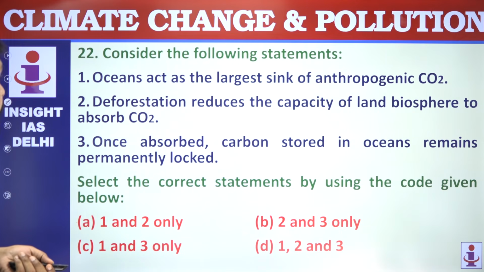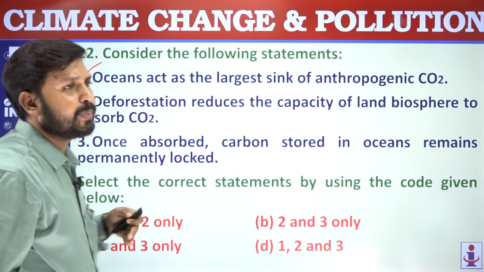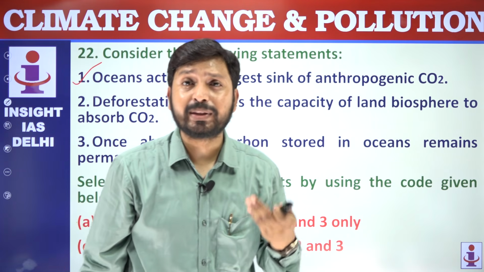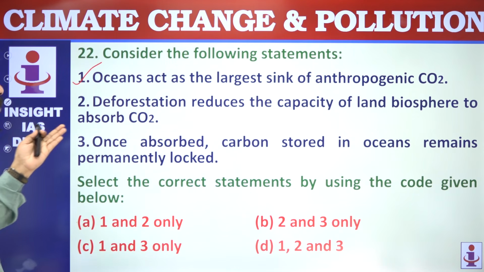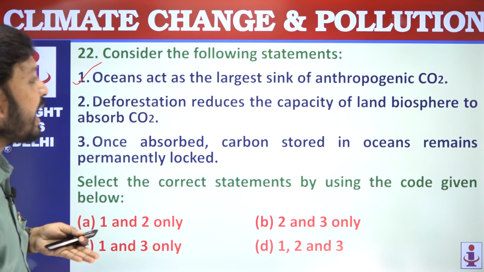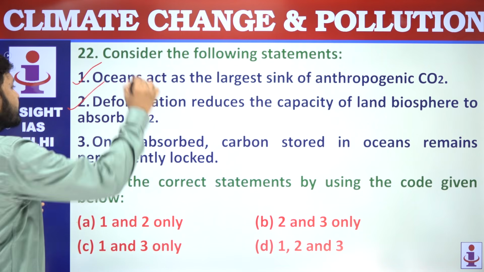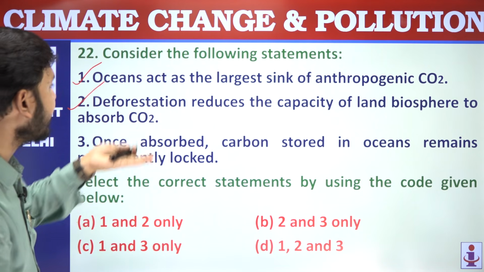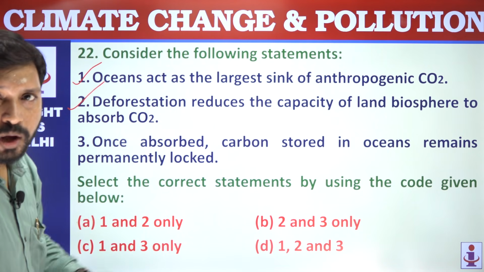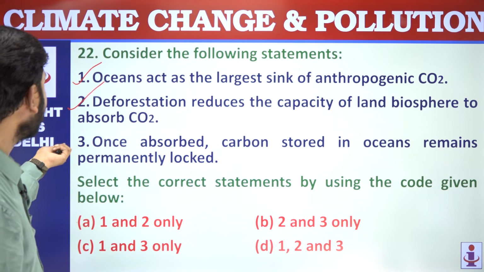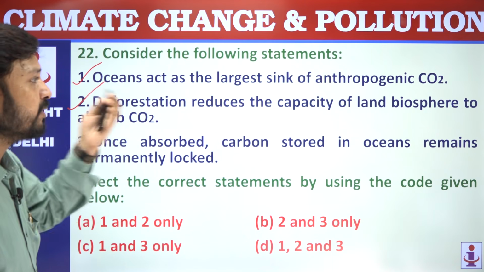Consider the following statements. Oceans act as the largest sink of anthropogenic carbon dioxide. Yes, this is true, because almost 30% of anthropogenic CO2 is absorbed by the oceans. Next one. Deforestation reduces the capacity of the land biosphere to absorb carbon dioxide. This is also a right statement, because earlier we have seen that forests will try to absorb the carbon dioxide. But once the forest is cut down, it will be reduced, right?